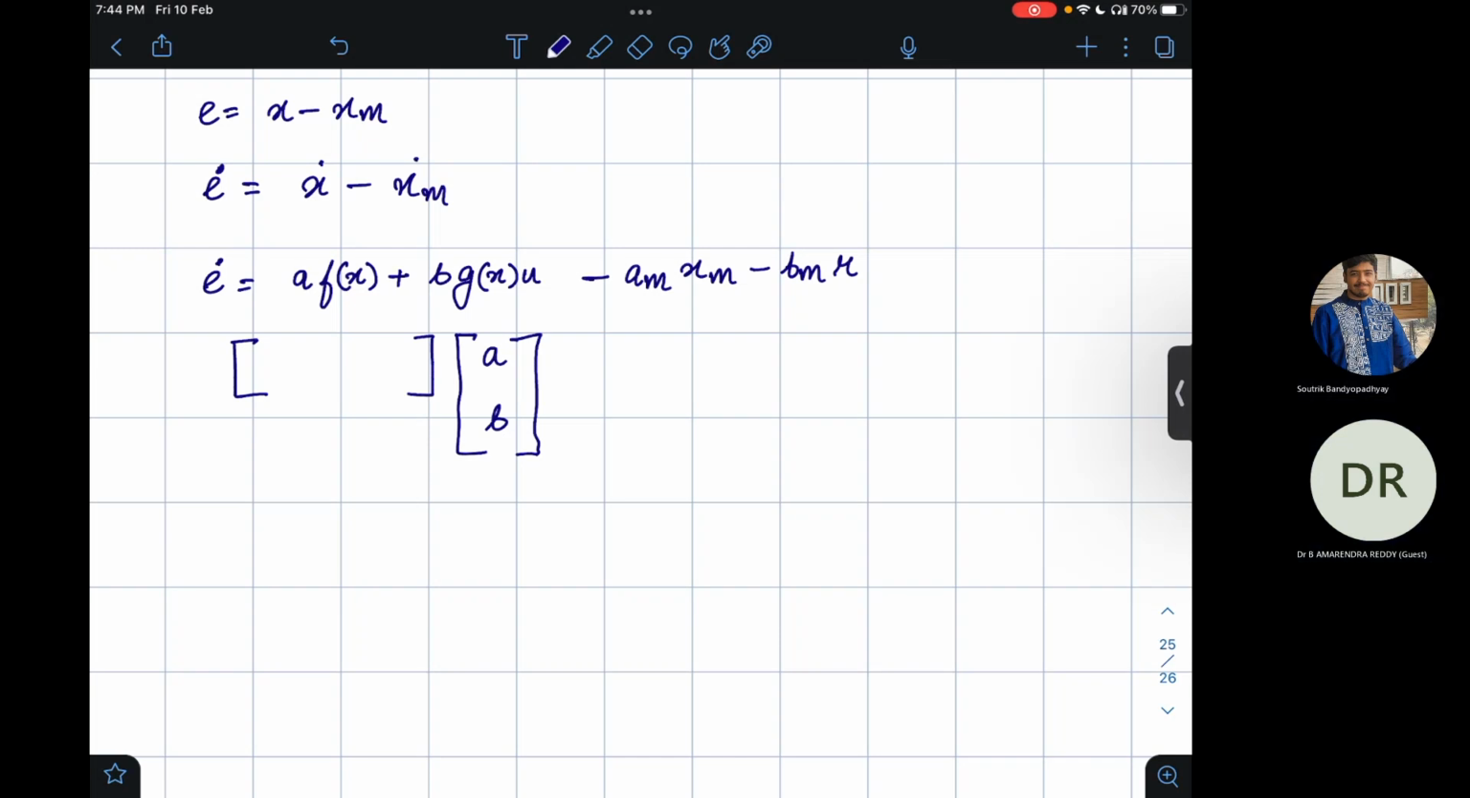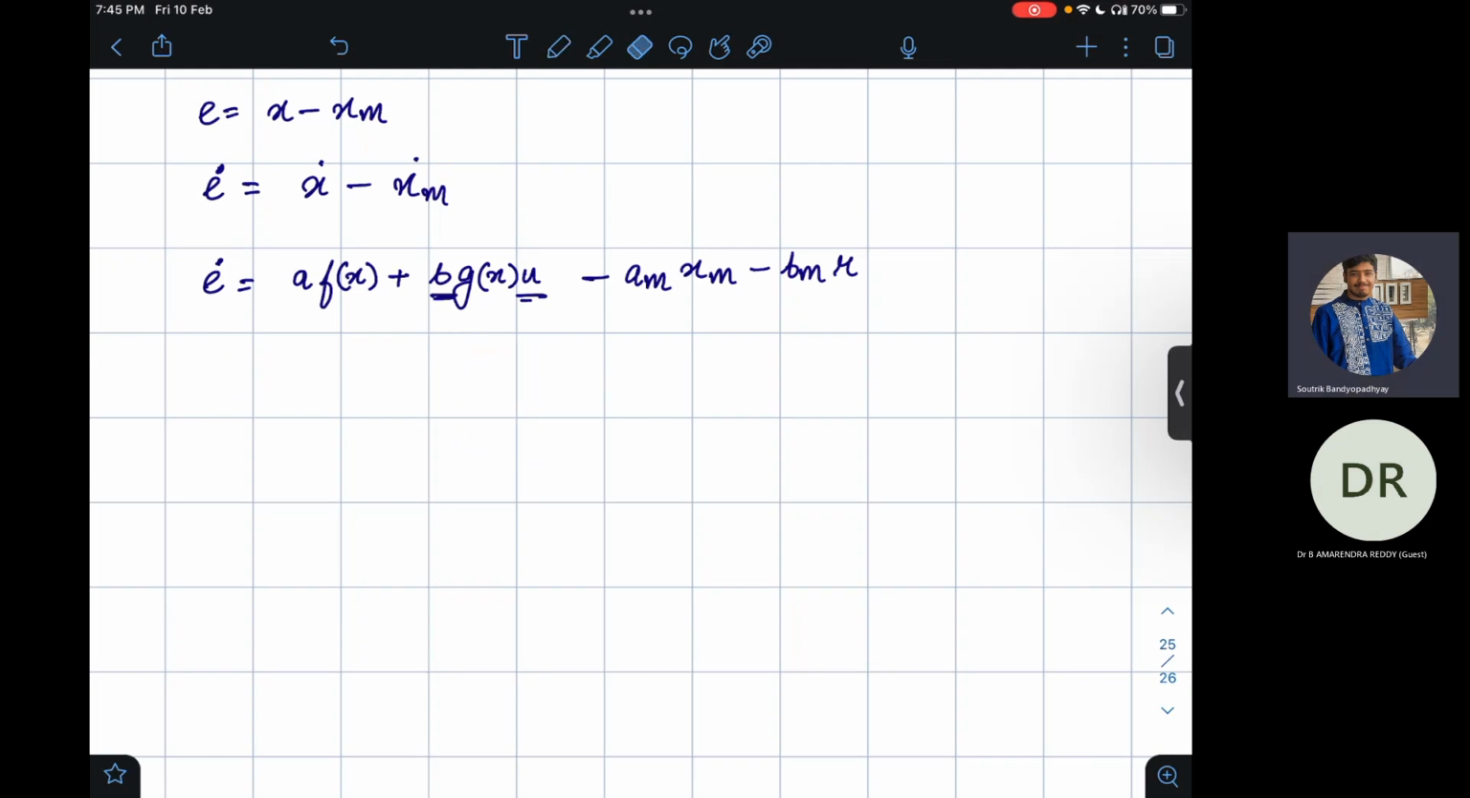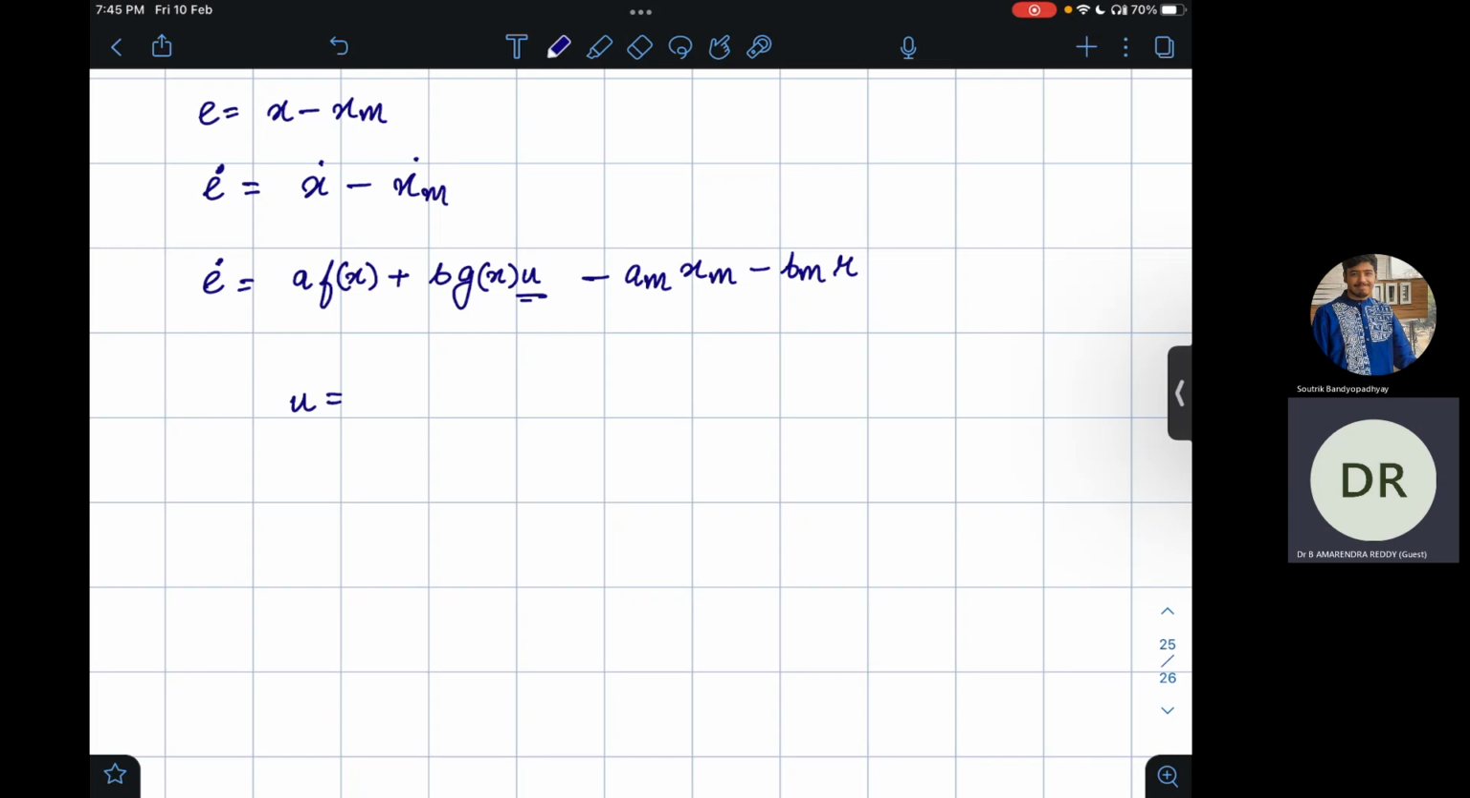Actually, we can't, because B is multiplied by U, and B multiplied by U is not possible to handle in this approach. So what we do is we can simply define a control law. Suppose A was known and B was known. Can you design a control such that these nonlinearities get cancelled out?